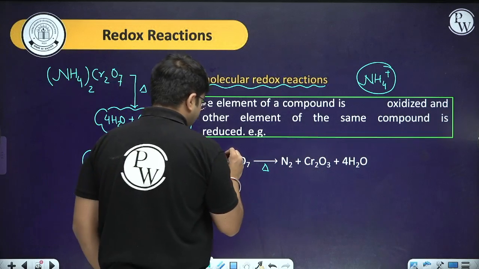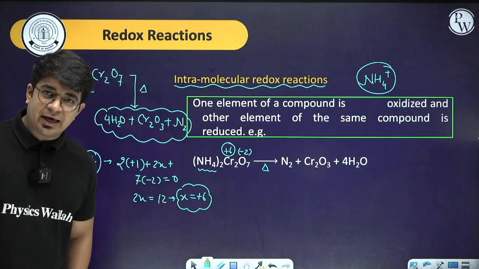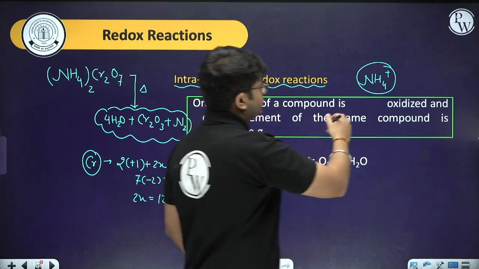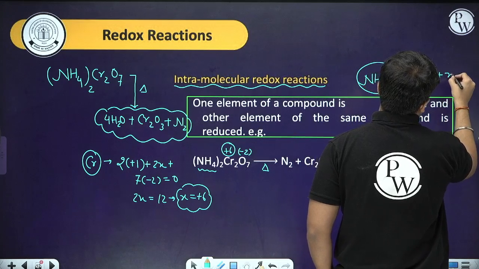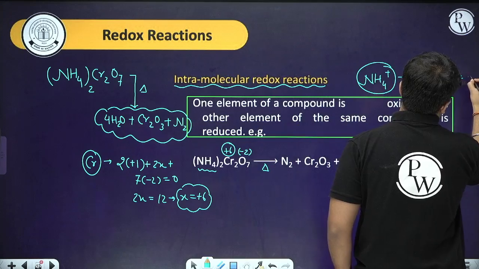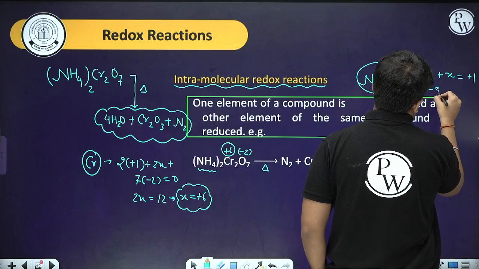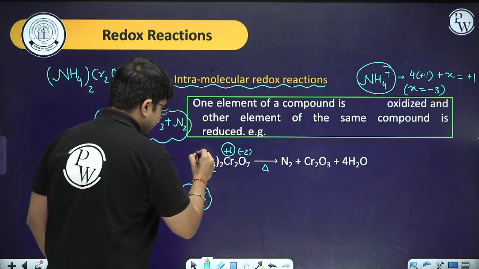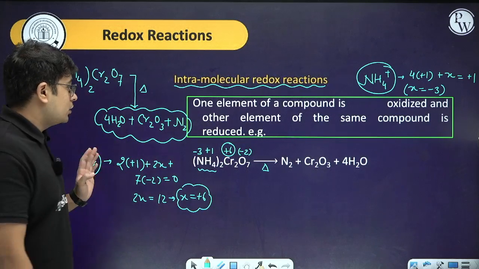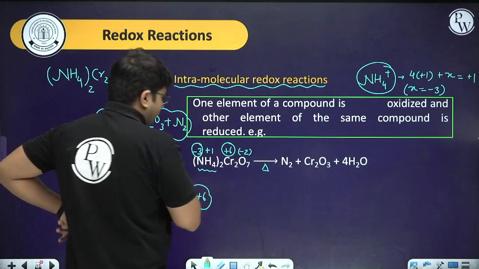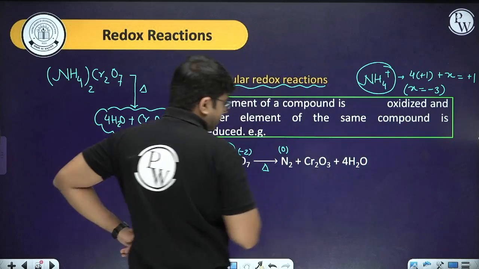So chromium is +6, oxygen is -2, but we haven't talked about NH4⁺. In NH4⁺, 4 hydrogens are there having +1 charge, and nitrogen, which is x, is equal to the total charge of the complex, which is +1. So x will be equal to -3. Nitrogen is present in -3 and hydrogen in +1, so every oxidation state is known to us. Now N2, which is present in native state, will be 0.